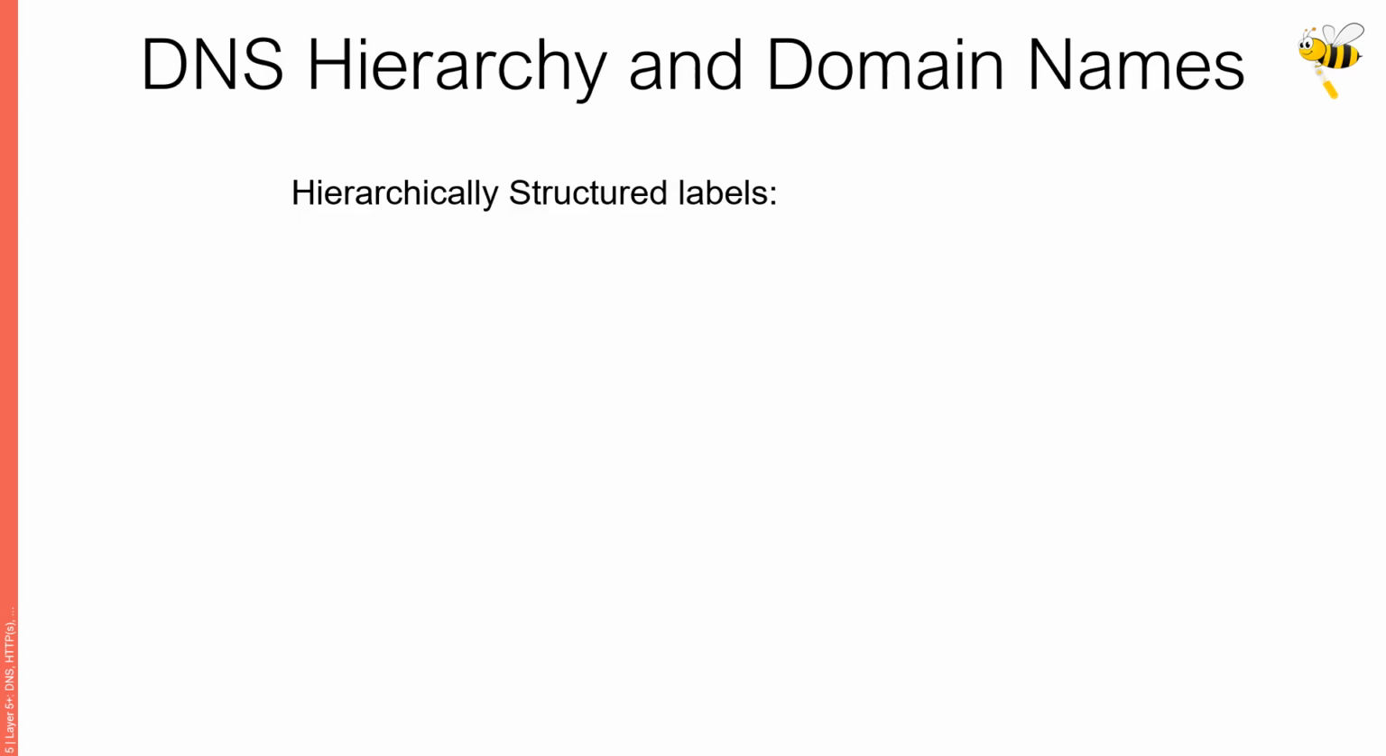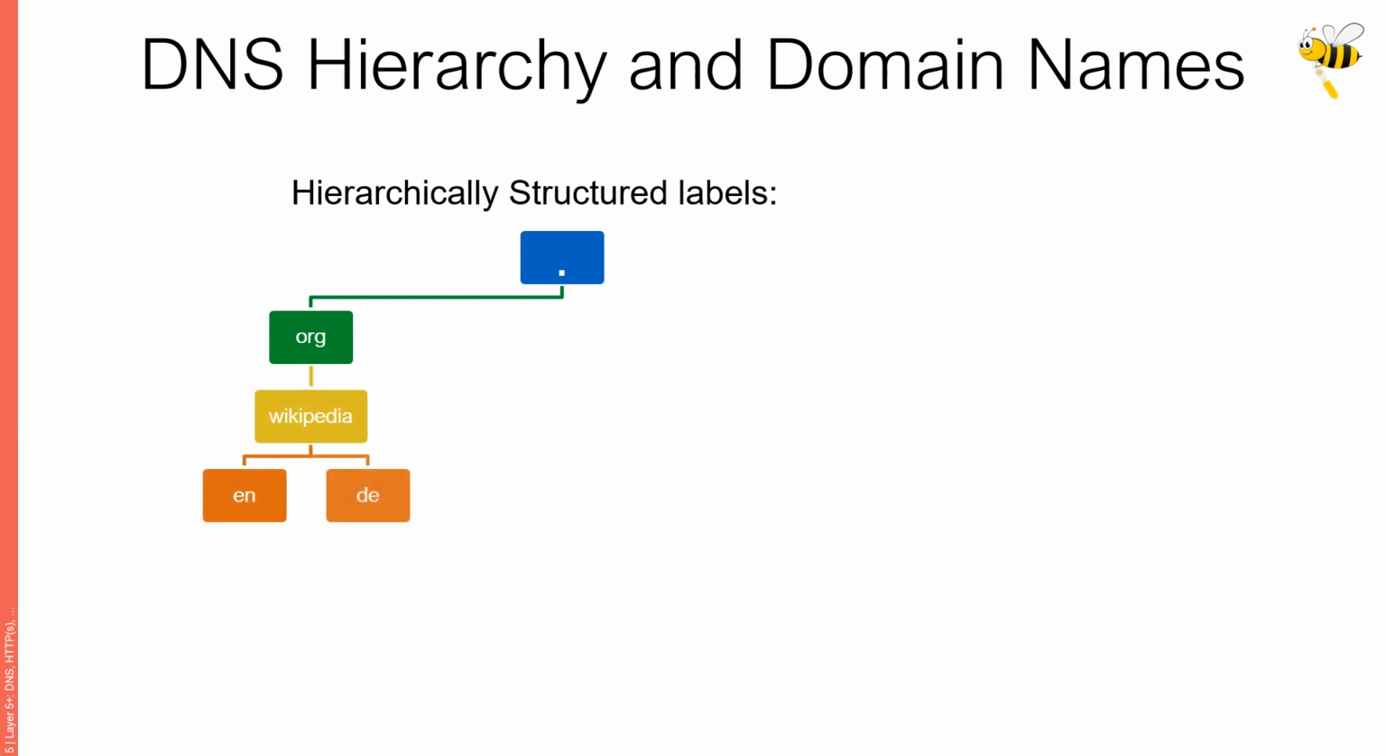The domain name system in general and domain names specifically follow a hierarchical structure. Regarding the domain names, each single element in that structure is called a label. At the top, we have a dot as root element. On lower levels, we could, for example, have the labels org, Wikipedia, en, or de. And if we follow that example, we could also have these labels.